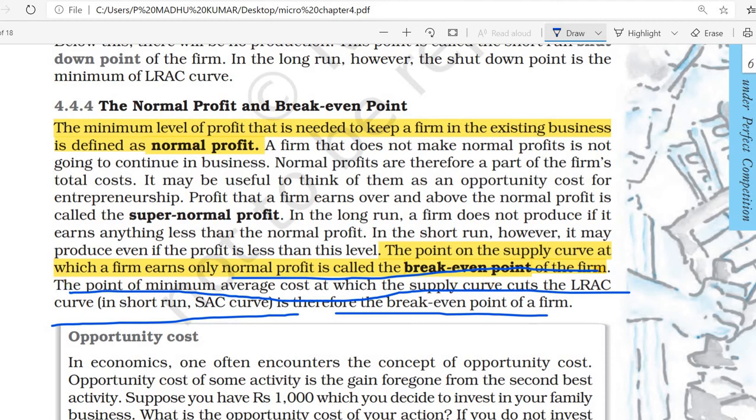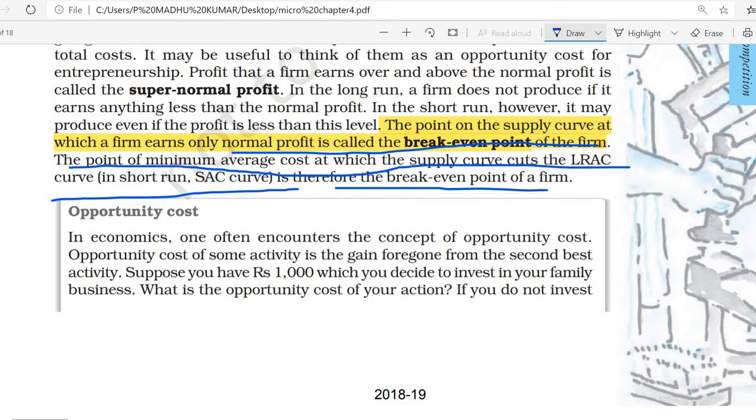Okay, next one is opportunity cost. Here you can see one example. Suppose you have ₹1,000 which you decide to invest in your family business. Then what is the opportunity cost? You have ₹1,000, and you have decided to invest it in your business.